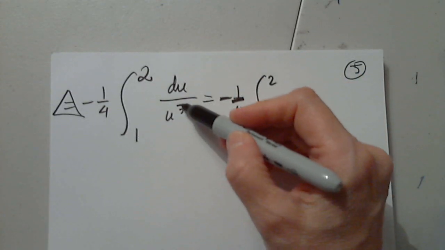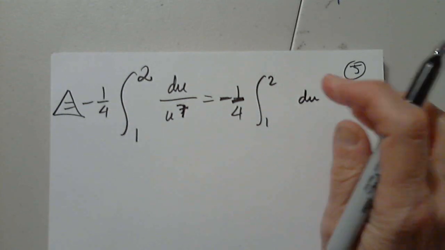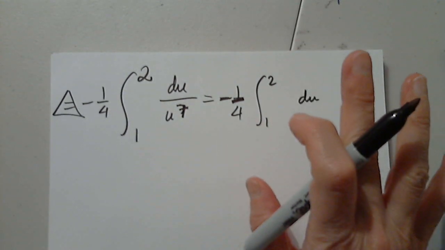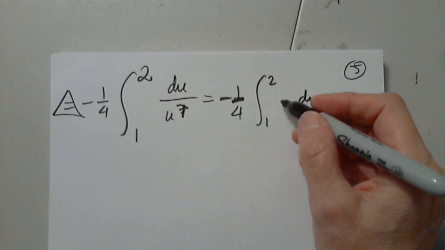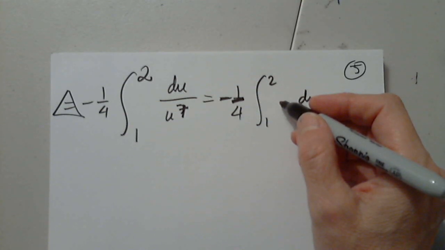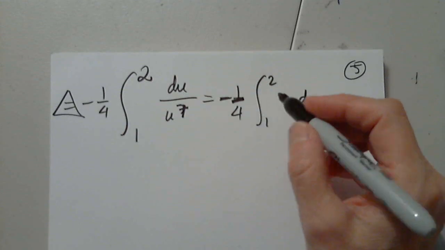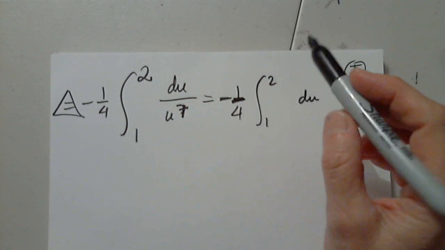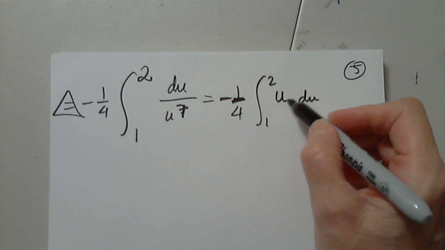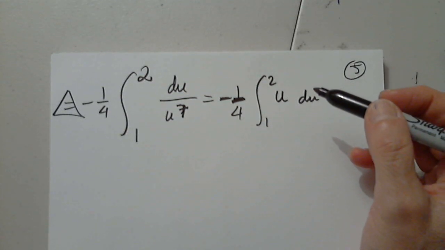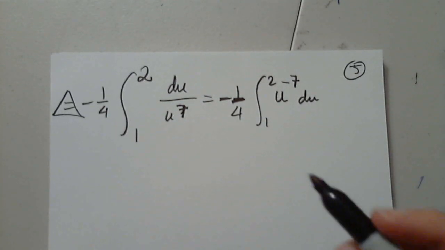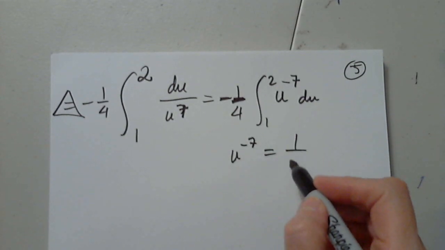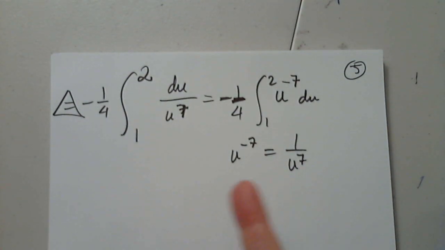One over u to the 7th has to be changed into what? Not the derivative, algebraically. 1 over u to the 7th is the same as u to which power? U to the -7. So u to -7 is 1 over u to the 7th. And we have to be able to go back and forth because otherwise we will not be able to integrate.